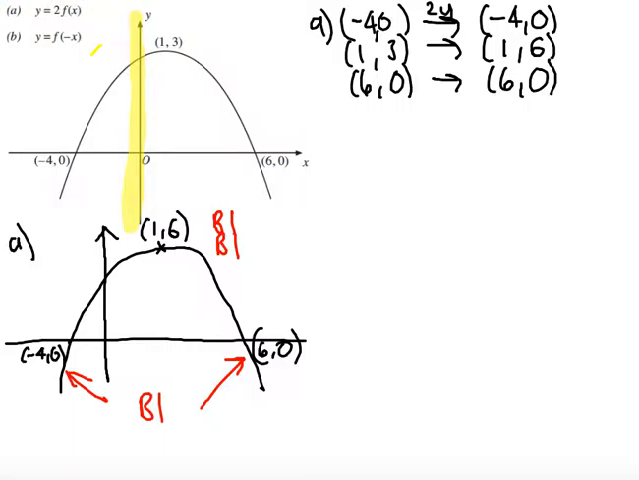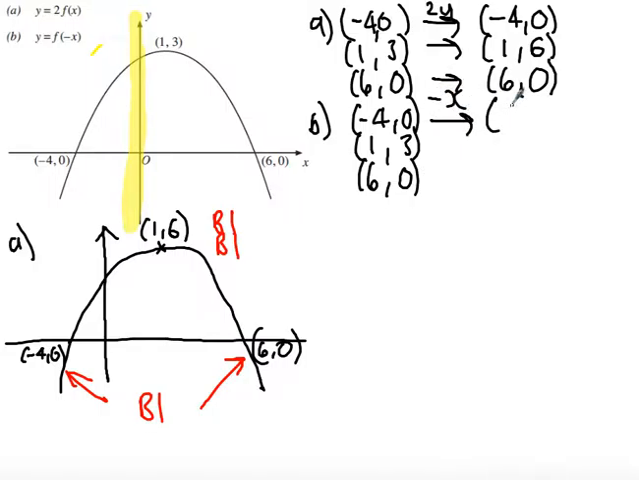Now, in terms of our coordinates, if we look at our coordinates, so I've got minus 4, 0, I've got 1, 3, and I've got 6, 0. What we're doing here is we're saying minus x, so minus 4, 0 switches to positive 4, 0. 1, 3 switches to minus 1, 3. And 6, 0 switches to minus 6, 0.